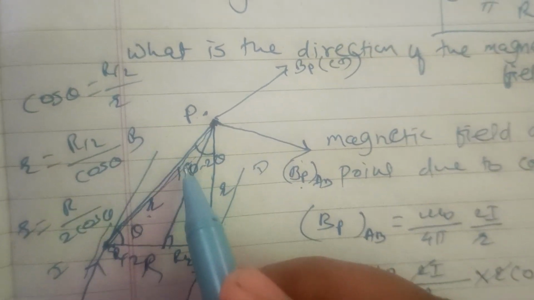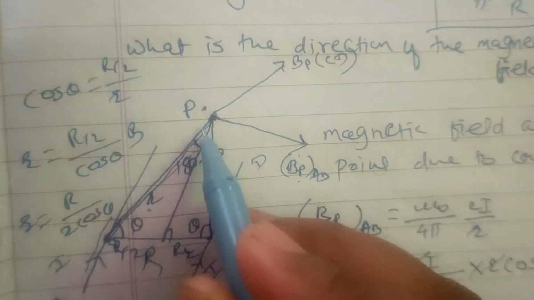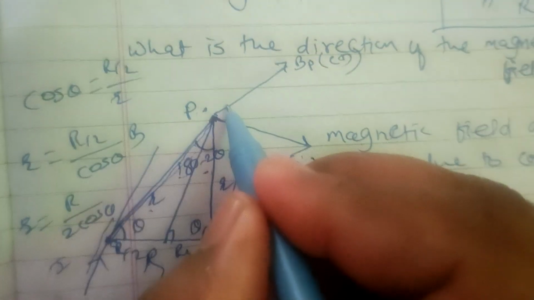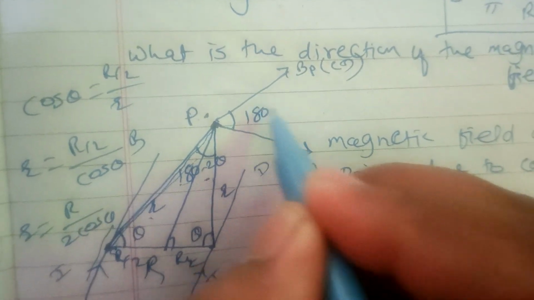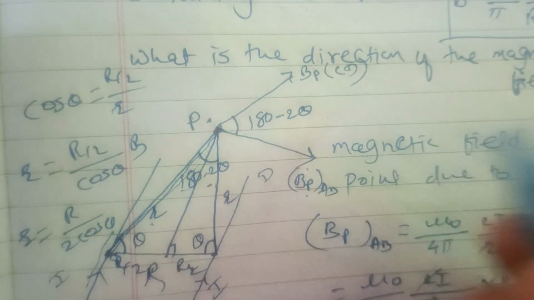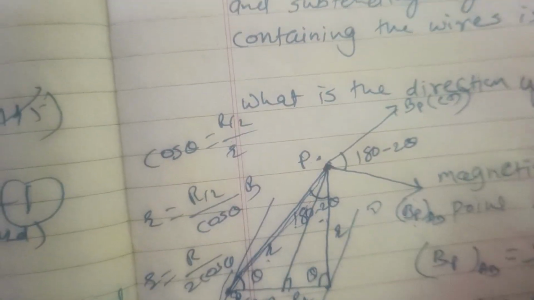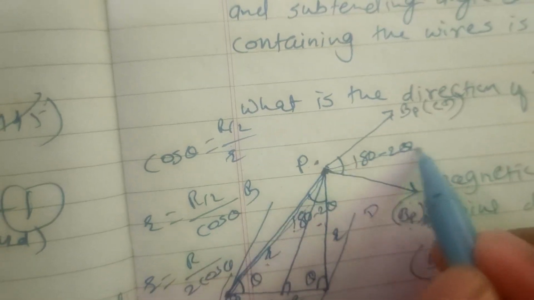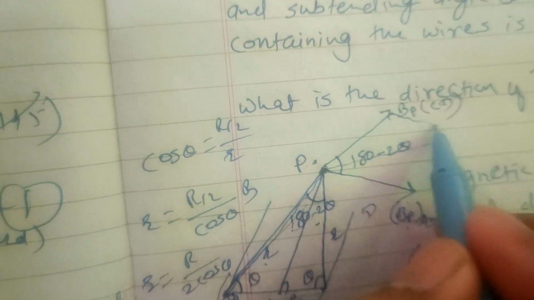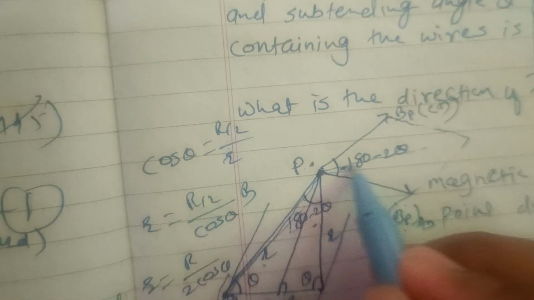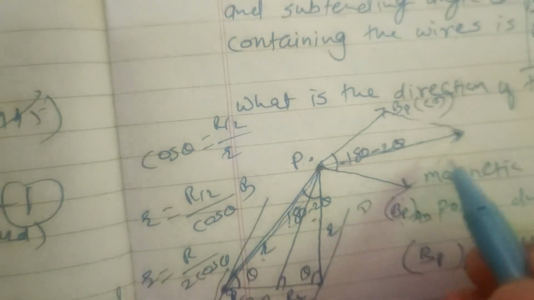Now the angle between these two small r vectors is 180 minus 2θ, which means the perpendiculars to them also have an angle of 180 minus 2θ. By the parallelogram law, if we complete the parallelogram like that, it will give us the resultant magnetic field.